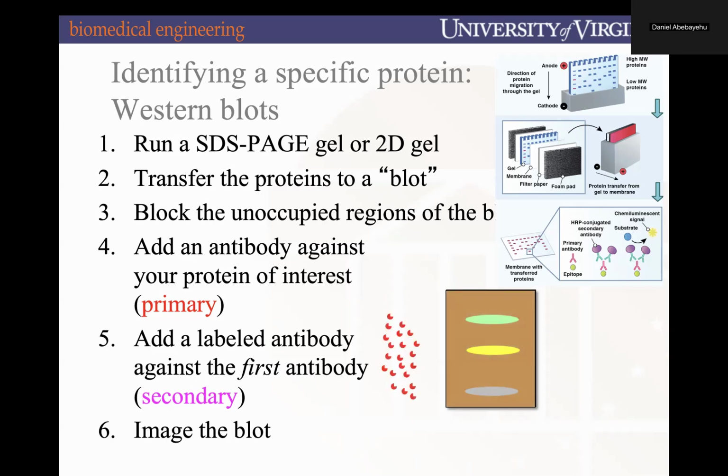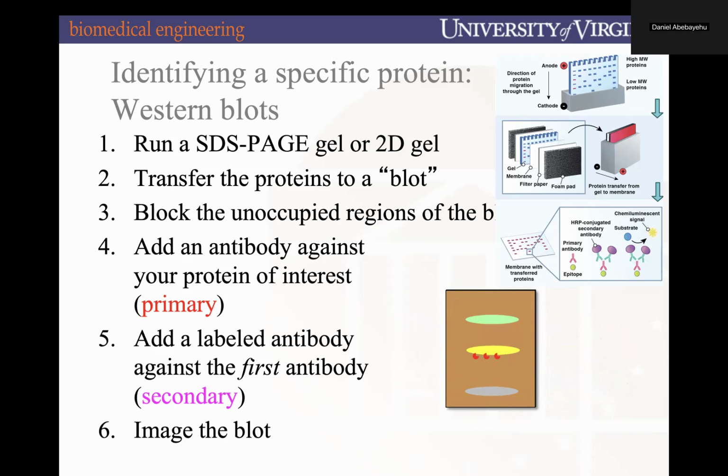you'll then wash and add a primary antibody, an antibody that's against your protein of interest. When we talk about antibodies being against some protein, the language that we use is, for example, if it's an antibody against actin or tubulin, we would say it's anti-tubulin or anti-actin. And the species of the antibody is really important because the species will determine what secondary antibody you use. The secondary antibody is going to be anti whatever the species of the primary was.